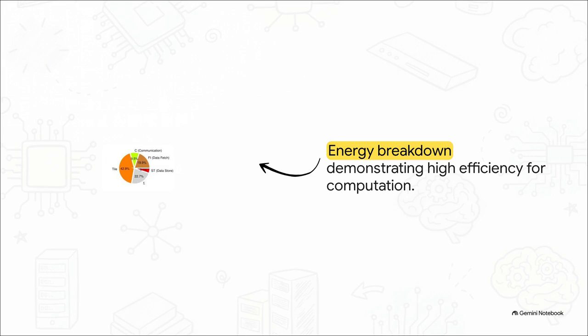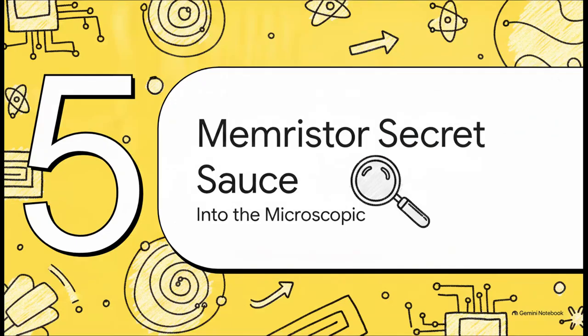Because the computations are happening locally, entirely within the tile, the chip completely slashes those massive data movement penalties that totally cripple traditional GPUs. This read-centric design is incredibly efficient, but its true power comes from what is physically inside those memory arrays. Moving to Section 5, memristors, the secret sauce.